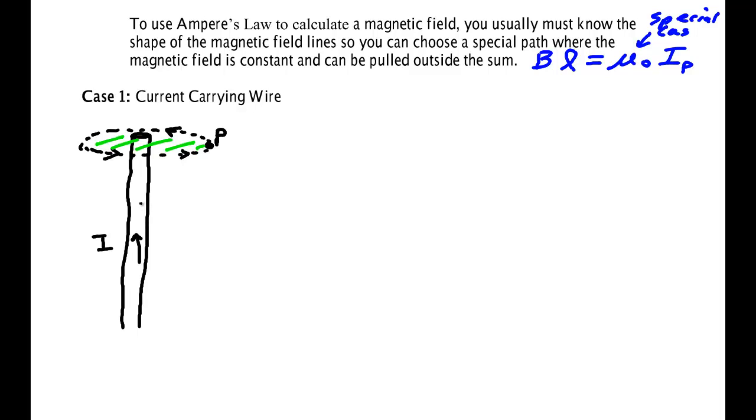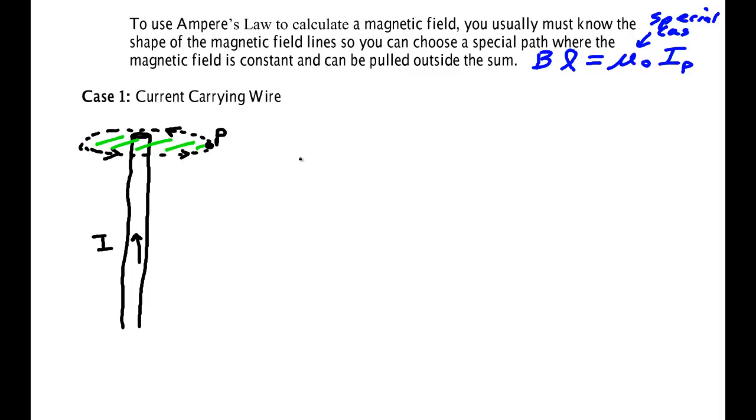Now, to use Ampere's law, we know that Ampere's law tells us about the summation of the projection of the magnetic field along a curve times a delta length of that curve summed up all the way around. And that summation is equal to mu naught, the permeability of free space, times the amount of current that penetrates a surface bound by your curve.